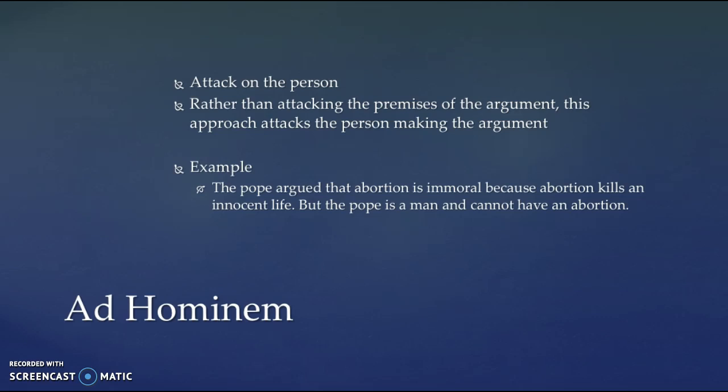An example here would be, the Pope argued that abortion is immoral because abortion kills an innocent life. But the Pope is a man and cannot have an abortion. Here, rather than looking at the argument that's presented, abortion is immoral because it kills an innocent life, we're instead looking at the person making the argument, the Pope, and we're attacking that person. The Pope is a man and cannot have an abortion.